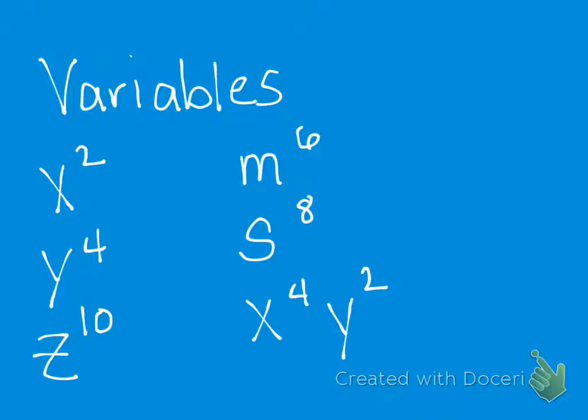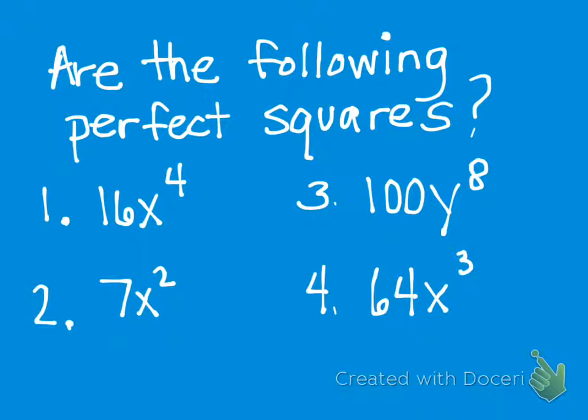Z to the 10th would equal z to the 5th times z to the 5th. M to the 6th would equal m to the 3rd times m to the 3rd. S to the 8th would equal s to the 4th times s to the 4th. And x to the 4th y squared is a perfect square because x squared y times x squared y would give you that for a product.